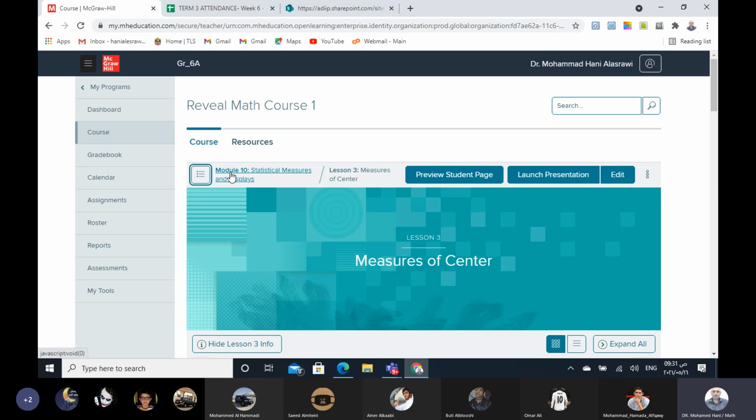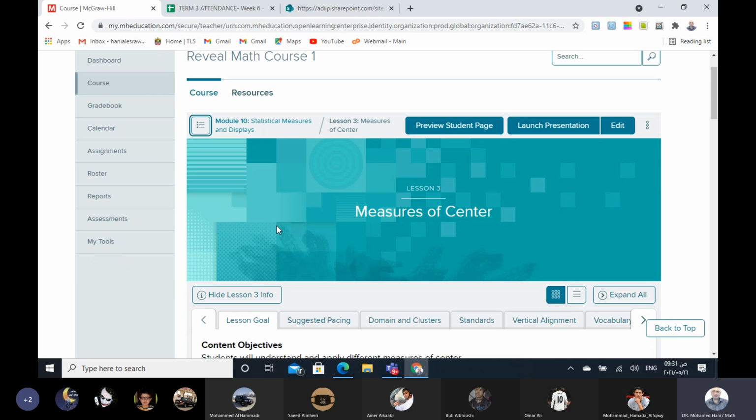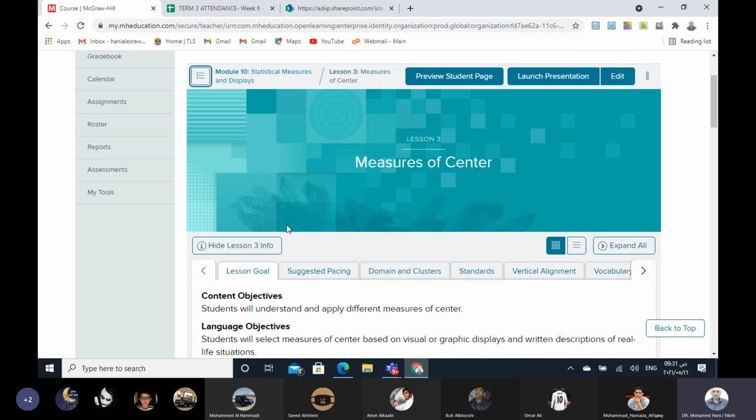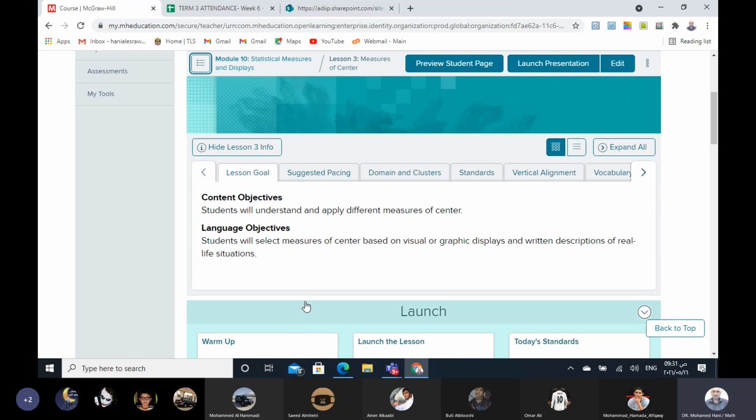We are in Module 10, statistical measures and displays. Today we want to learn Lesson 3, measures of center. In this lesson we want to understand and apply different measures of center.